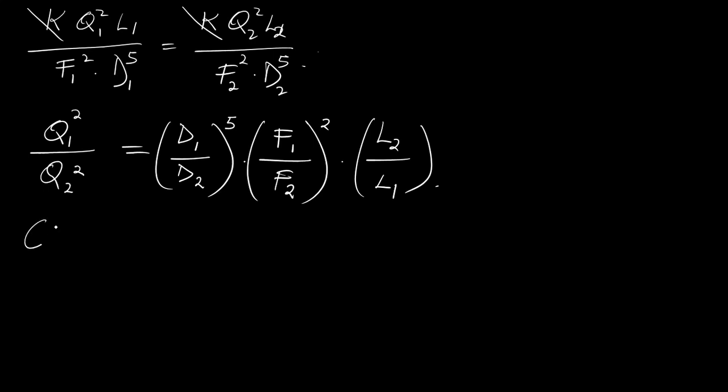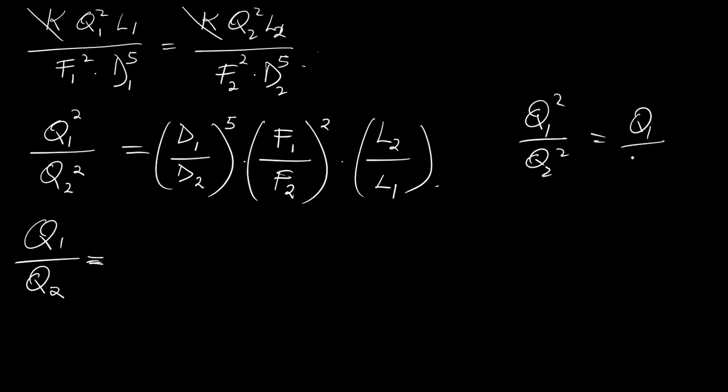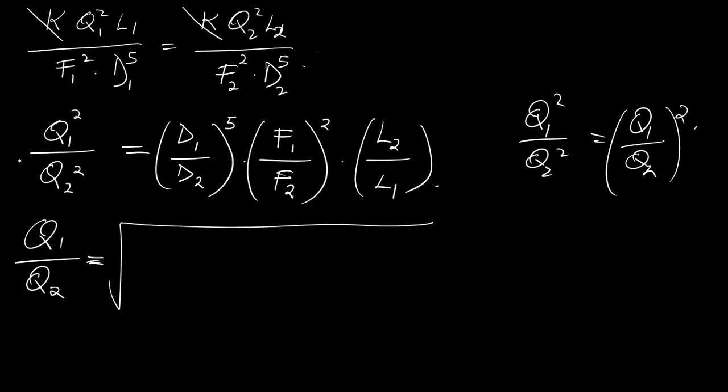Now it means that Q1 all over Q2 is equal to, note that this expression Q1 square all over Q2 square is same thing as Q1 all over Q2 all raised to the power 2. So it now implies that Q1 all over Q2 will now be the square root, if you do the square root of both sides.